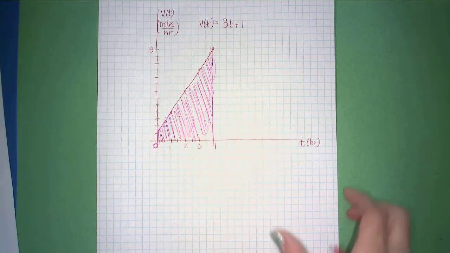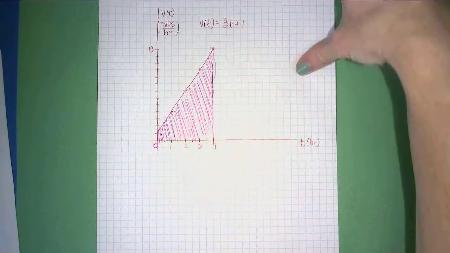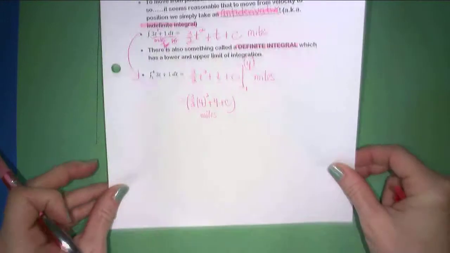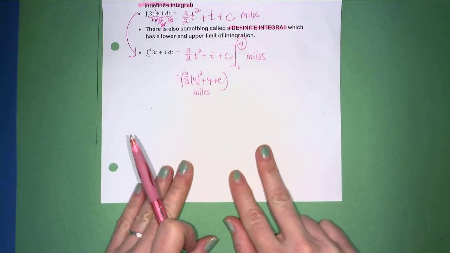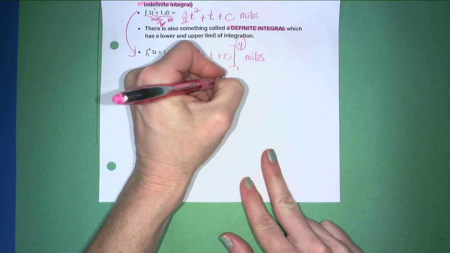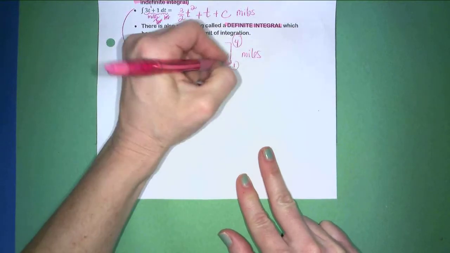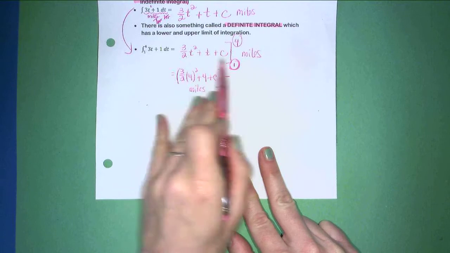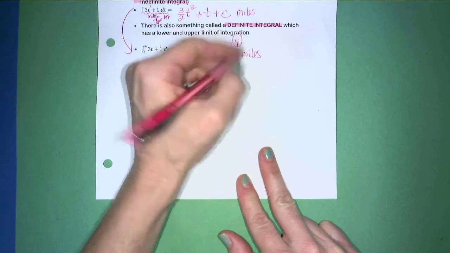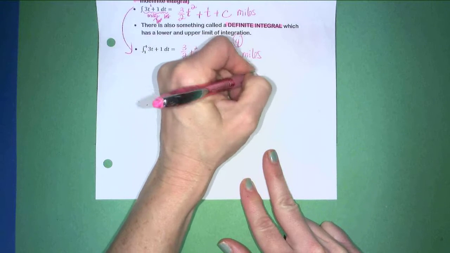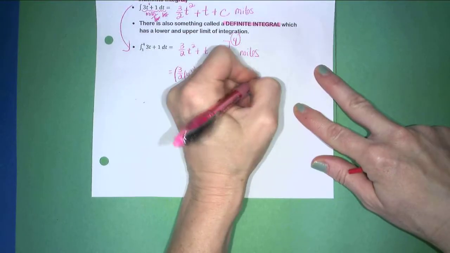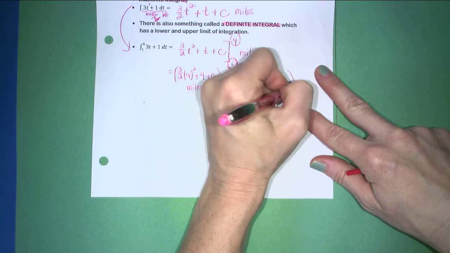Now, I don't want all of that. I want a little less than that. So I'm going to subtract the value of the antiderivative with a 1 plugged in. So that is going to give me 3/2 times 1 squared plus 1 plus c. This is also a certain number of miles.